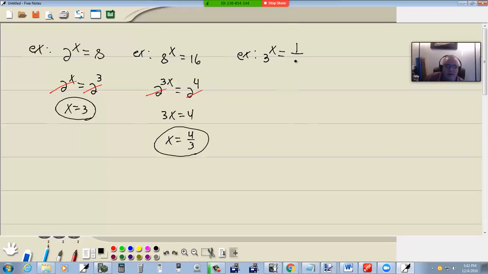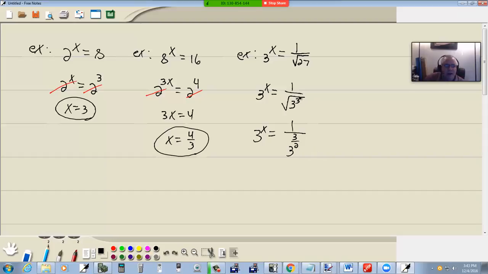On some of these, you just have to play with them to get them in the right form. Like here, I got 27. I could rewrite that as 3 to the third. And I can rewrite that as 1 over 3 to the 3/2 power.